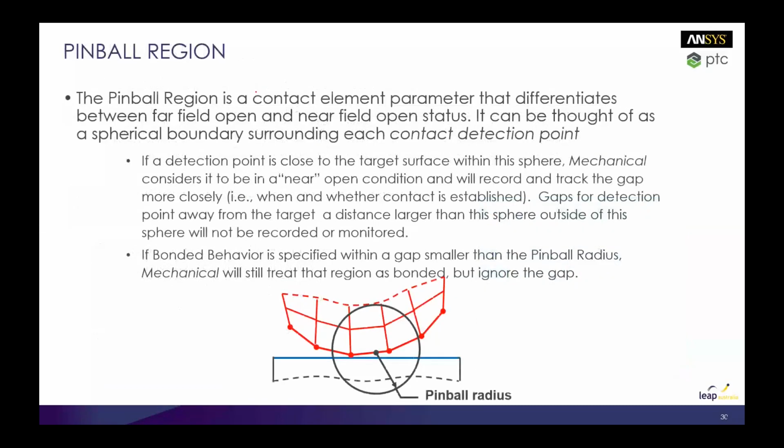Okay, so a very important concept for contact is what we call the pinball region. When we had the contact states with sticking, sliding, near and far, if we look here, where it's touching, this is sticking. Depending on whether it's frictionless or frictional, it could be sliding as well.